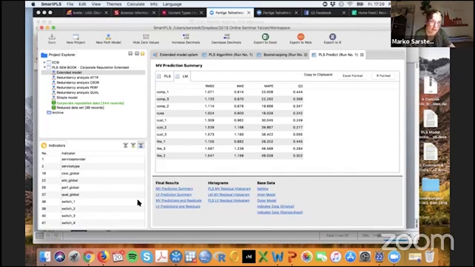Now with PLS, we are suddenly looking at a method which can accommodate several hundred indicators per construct in theory. And this, in fact, triggers a certain bias. Now, I wouldn't really call it a bias, but it's a slight tendency, let's put it like this, that some effects are probably inflated a bit, but it's not going to be severe.